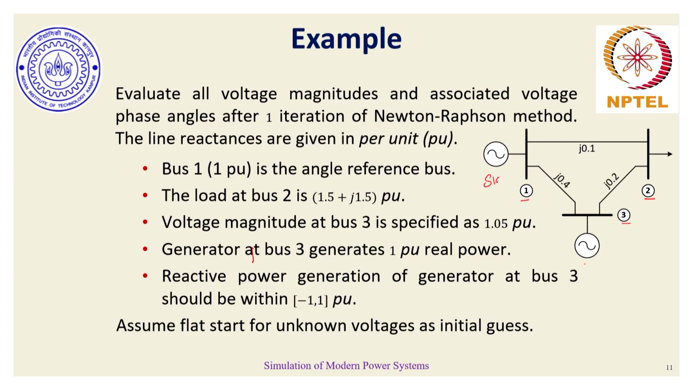Bus 1 is a slack bus, bus 2 is a PQ bus, bus 3 is a PV bus. For the slack bus, 1 pu is the voltage magnitude. For the PQ bus, load is specified. For the PV bus number 3, voltage is specified and generation values are specified, with corresponding limits of Qg being -1 and 1 pu. We start with the initial choice of flat start for voltage phasors, that is voltage phase angles and magnitudes, and we will see how one iteration of the Newton-Raphson method goes on.